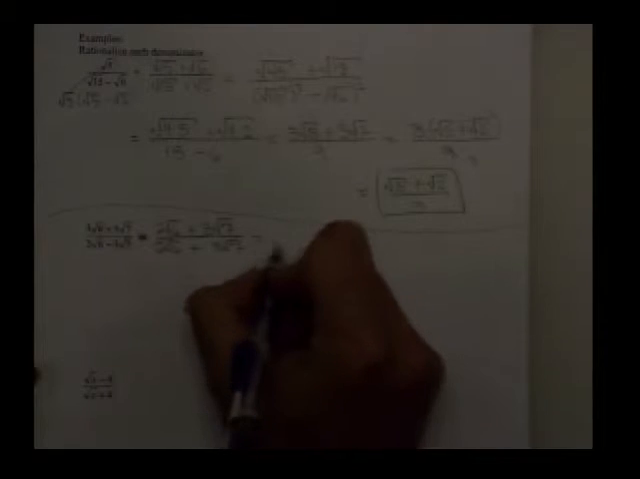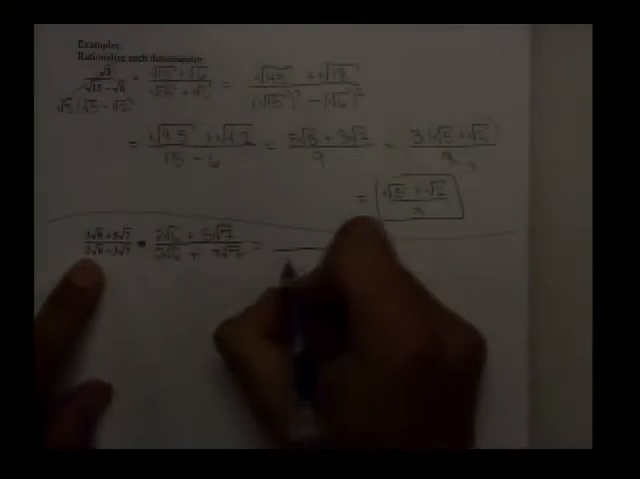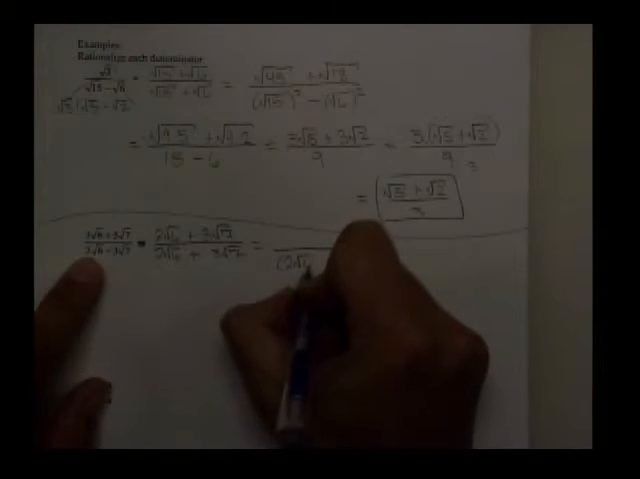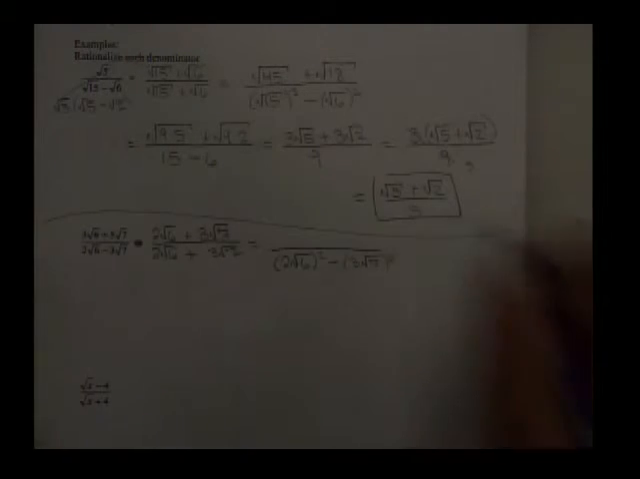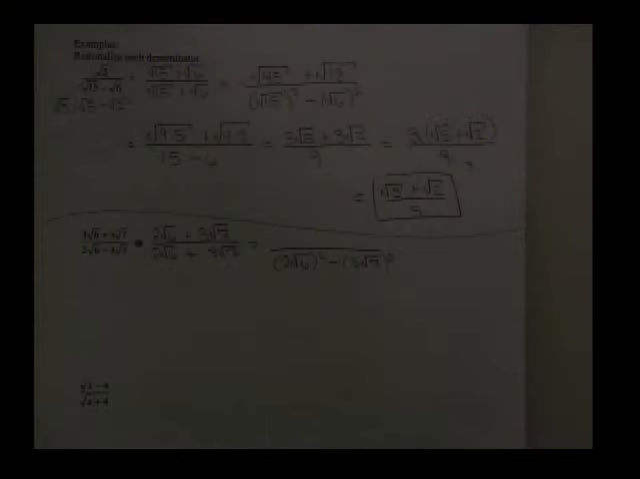So in the denominator, that's the formula for the difference of squares. So the first one squared minus the second one squared. And again, you can always do FOIL and you get the same answer. In the top, we have to do FOIL.